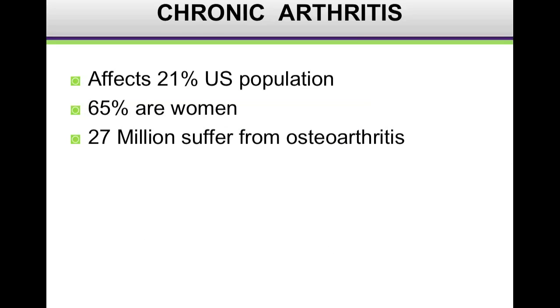Chronic arthritis affects 21% or more of the whole United States population, and 65% of those are women. 27 million at least suffer from osteoarthritis. I'm sure some people in this audience are suffering from osteoarthritis. Osteoarthritis can affect any joint in the body. The main ones it involves, of course, are the hip joints, the knee joints, the spinal joints, particularly in the neck and the lumbosacral spine, and it can also affect the small joints in the fingers and the feet. So osteoarthritis can have a major impact on joint performance.